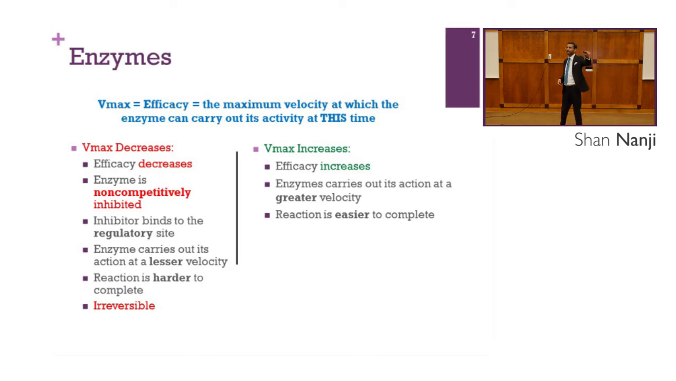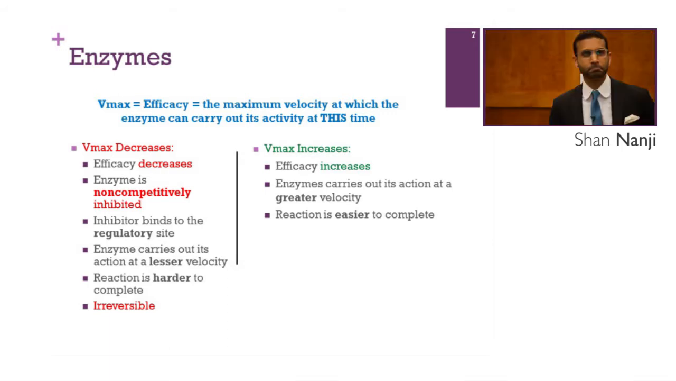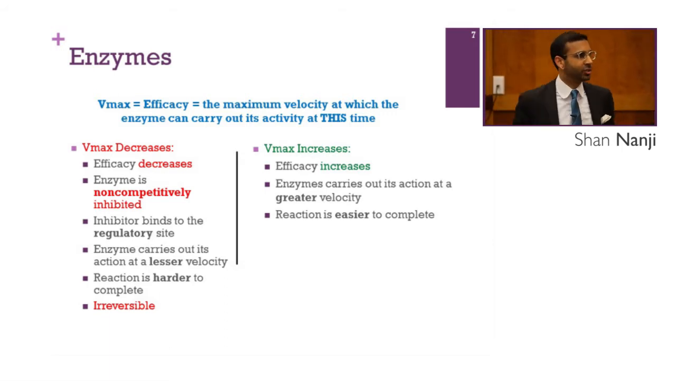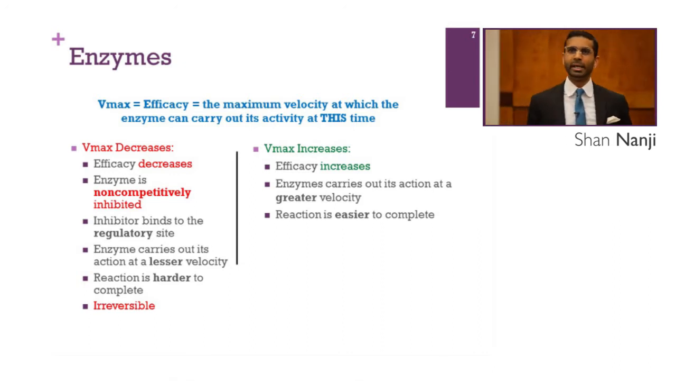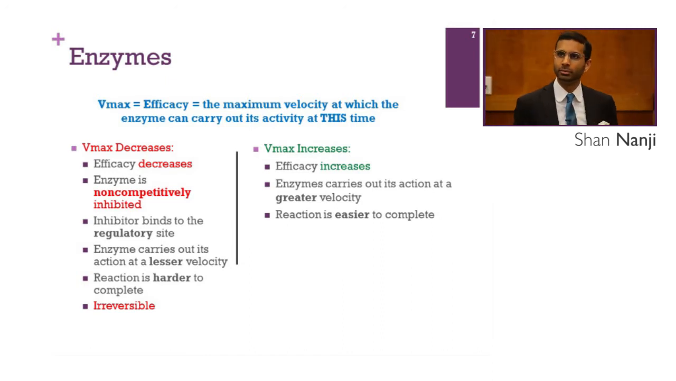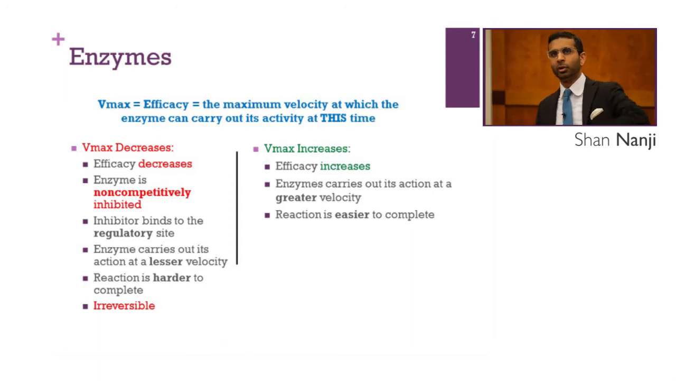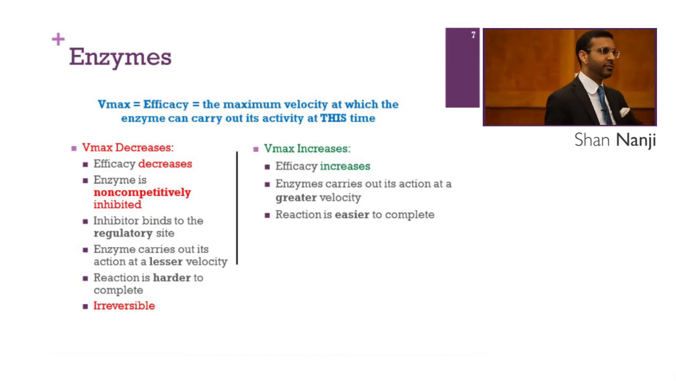Excellent. That's because the inhibitor is binding to the regulatory site, which means the enzyme now can carry out the reaction, but at a lesser velocity or at a slower speed. That makes this reaction harder to complete, and it's harder to complete, which means it is irreversible. Okay? So if you see Vmax going down, efficacy going down, and the word irreversible, you think non-competitive inhibition. If you see Km going up, affinity going down, potency going down, and the word reversible, you think competitive inhibition.